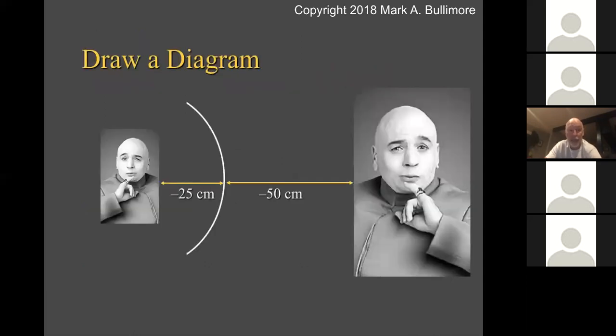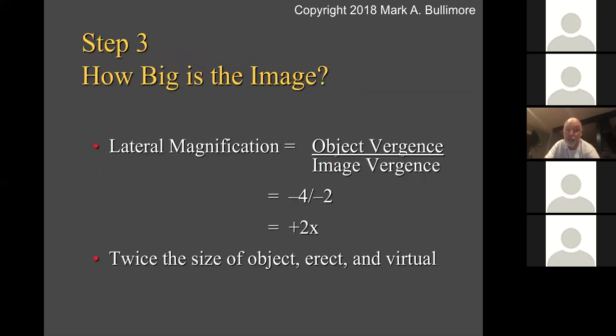So here she is in all her glory. The image is 50 centimeters behind the mirror. And because the image distance is twice the object distance, the magnification is twice the object size. How do we know that? Well, we can use this formula as well. We can take the ratio of the divergences, -4 over -2. So the image is twice the size, it's erect, and it's virtual.